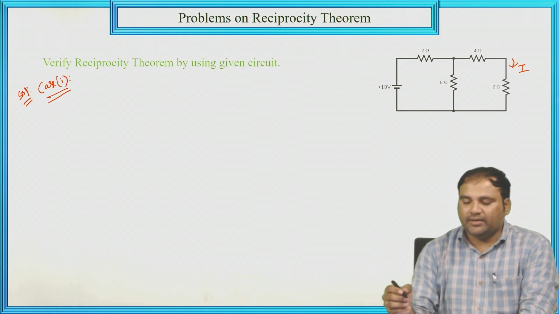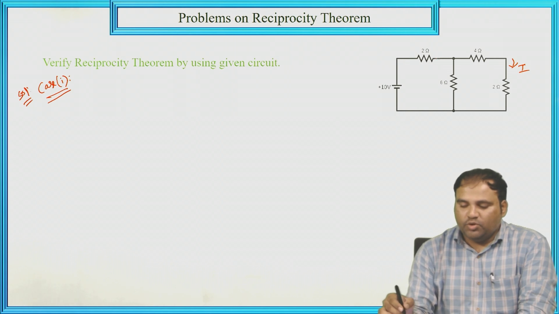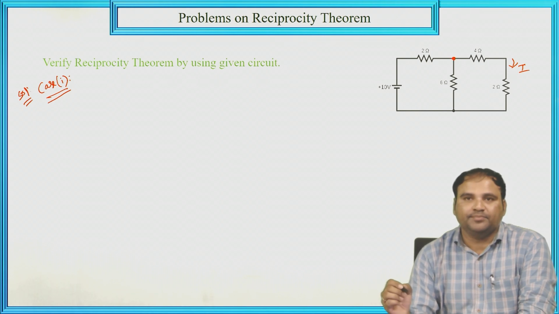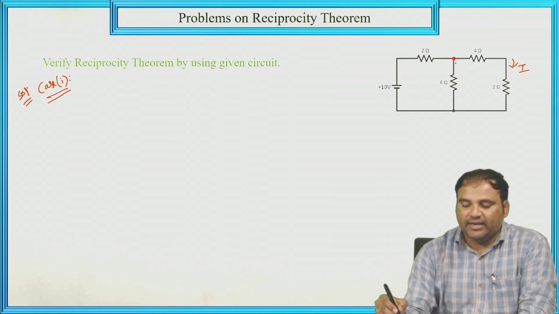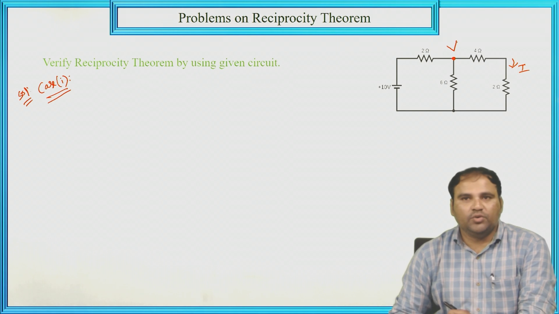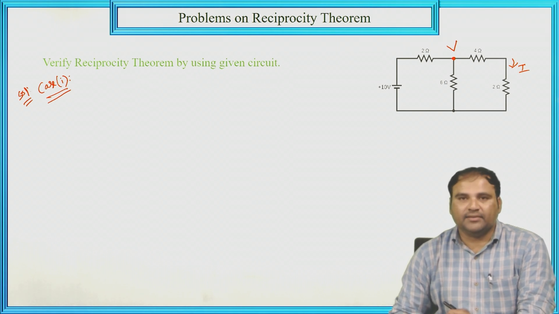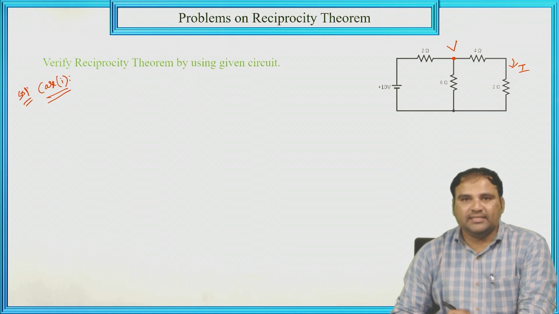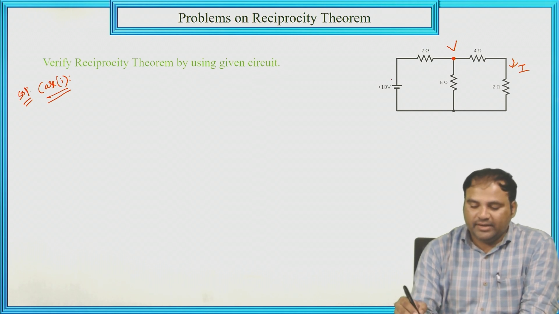Here a 2 ohm element is there, a 4 ohm element is there and a 6 ohm element is there. These three elements are connected at a single point. This point we can call a node. This node voltage I am taking as V. Now apply nodal analysis here, with this as plus and this as minus.